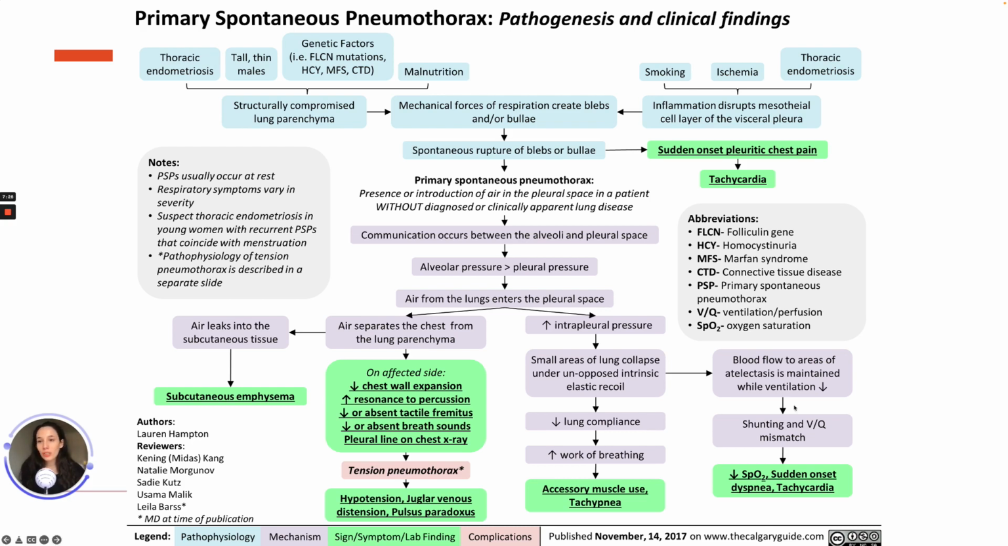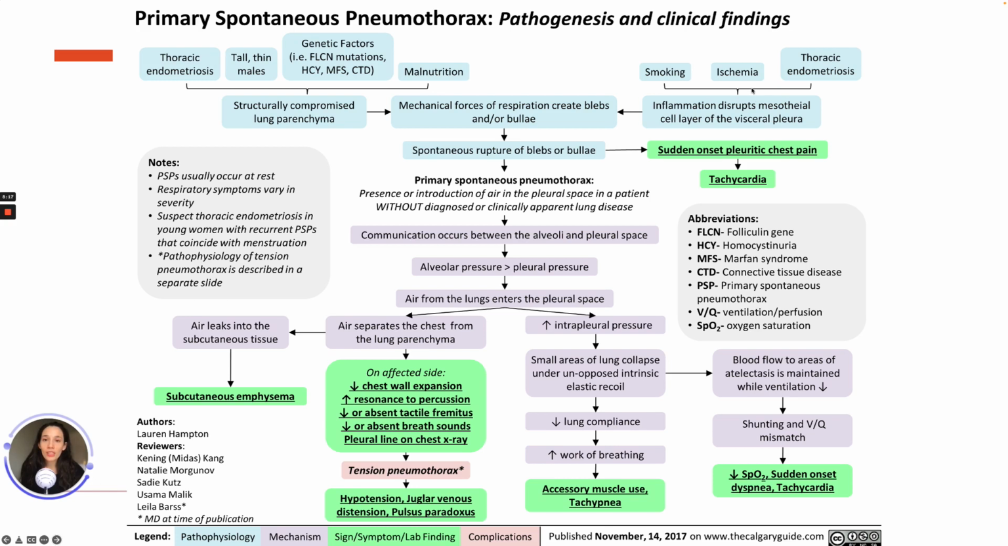So, we can look over here, some of the pathophysiology is going to be up here in the blue. So, thoracic endometriosis, tall, thin males, genetic factors, malnutrition, these are all risk factors, leads to a structurally compromised lung parenchyma. Mechanical forces in respirations create blebs or bullae, which cause a spontaneous rupture of those blebs, and that leads to a sudden onset chest pain. These are kind of genetic factors. And then we also have some more over here.